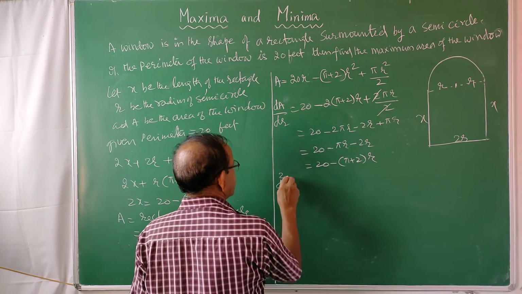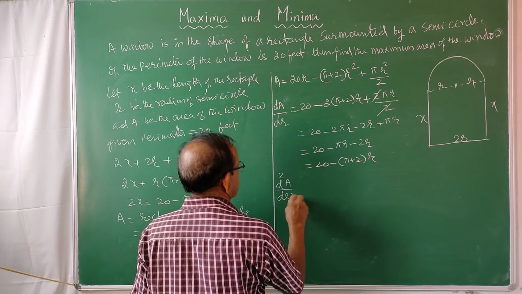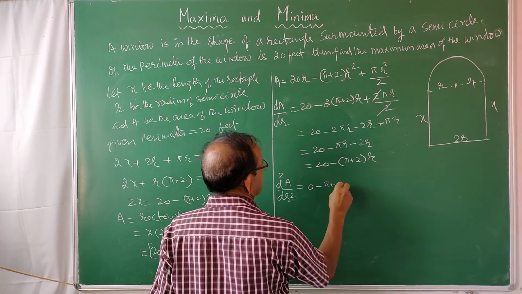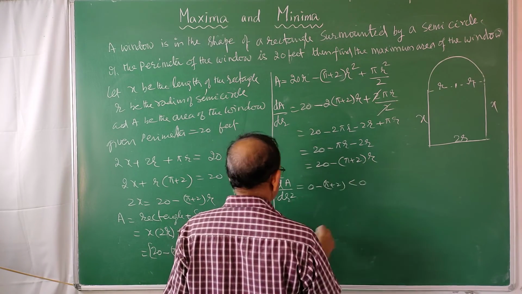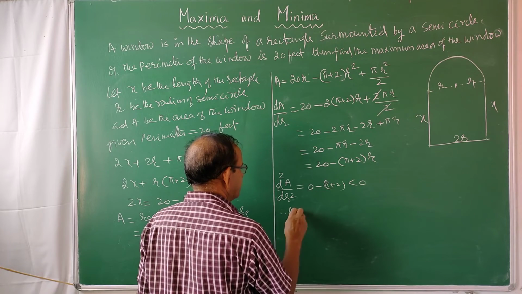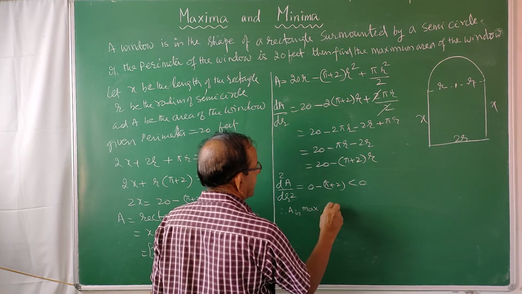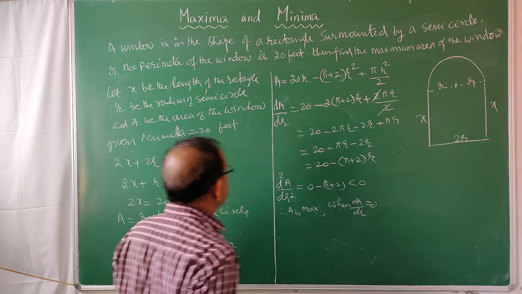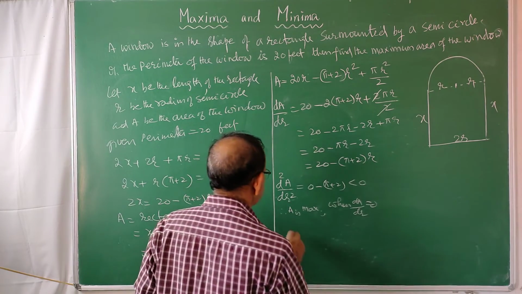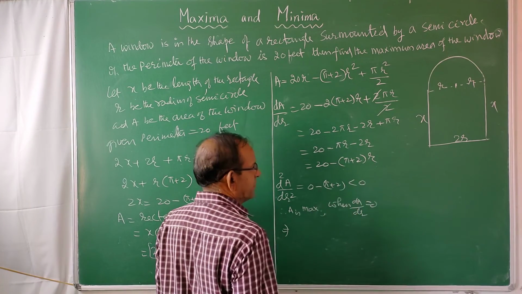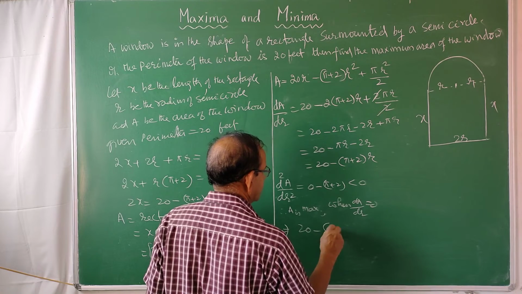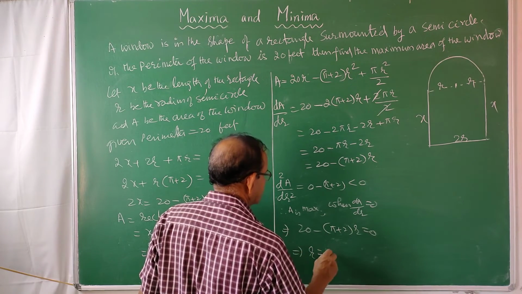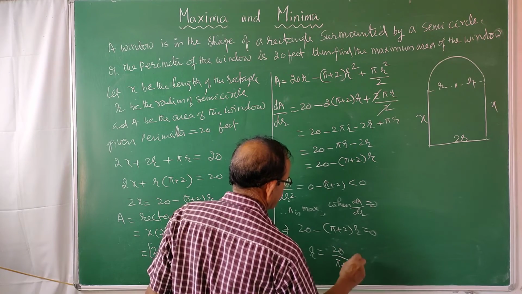What is the second derivative? d square A by dr square equals 0 minus pi plus 2, r derivative is 1, that is negative. So A is maximum when dA by dr is equal to 0. For that, what is the value of r? That implies 20 minus pi plus 2 into r is equal to 0. That implies r is equal to 20 by pi plus 2 feet.